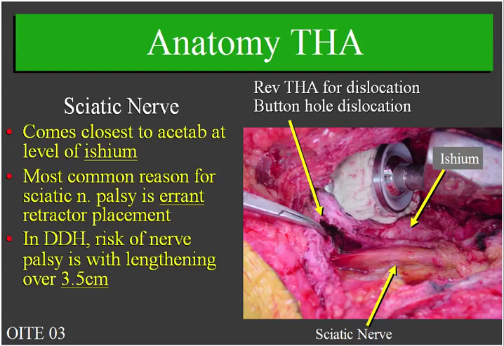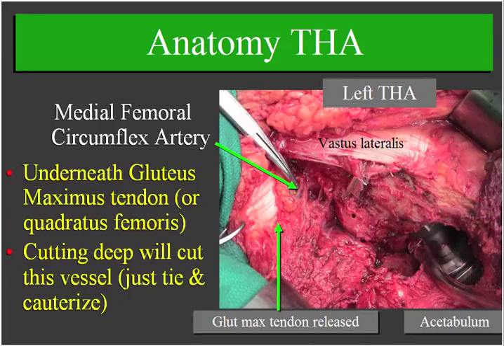You can see the sciatic nerve autodissected right next to the ischium. And you put your retractors there. That's where you're going to get your levering, and you're going to squish the nerve. Okay. Medial femoral circumflex artery.